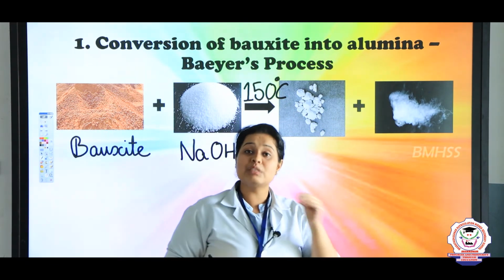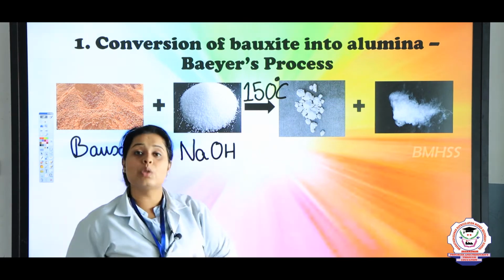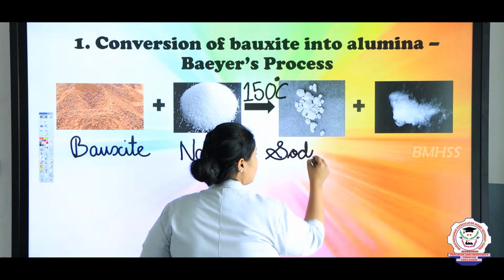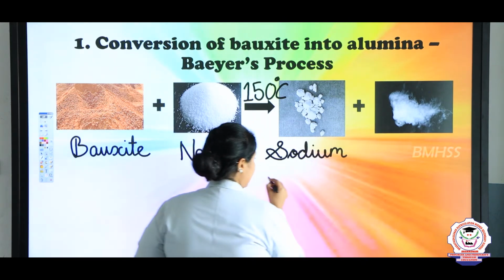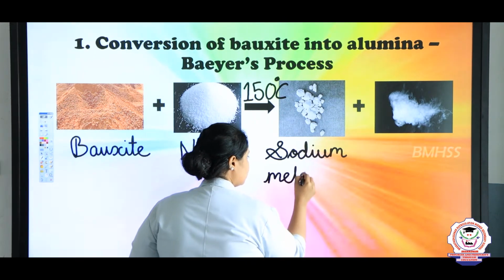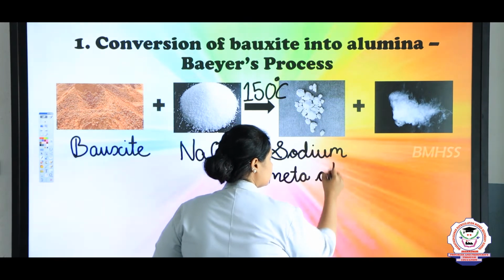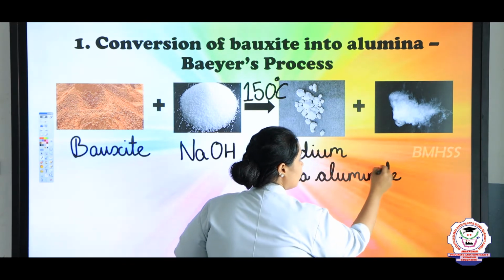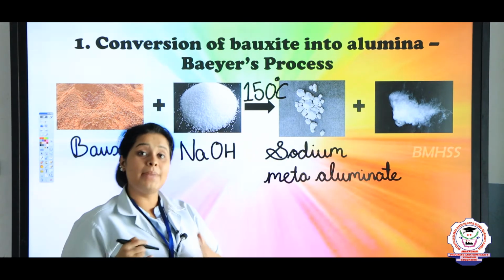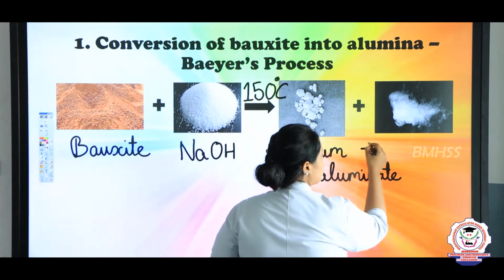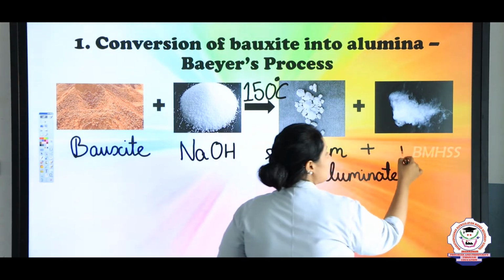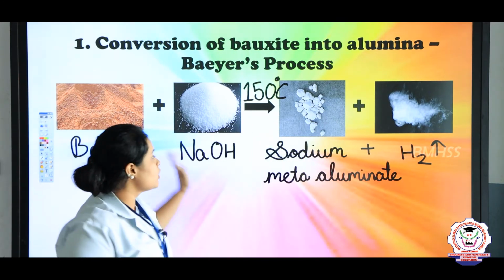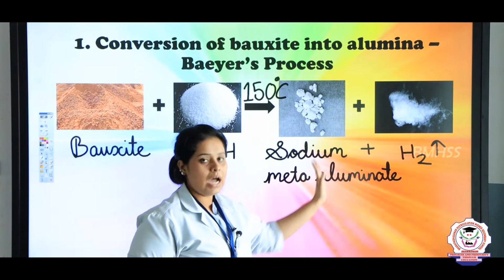When you are grinding and mixing it properly, you will see that a substance has been formed which is white in color, and this substance is known as sodium meta-aluminate. Sodium meta-aluminate is formed, plus a high amount of gas is liberated. So what is this gas? This is hydrogen gas which has been removed. So in the first step we got sodium meta-aluminate.